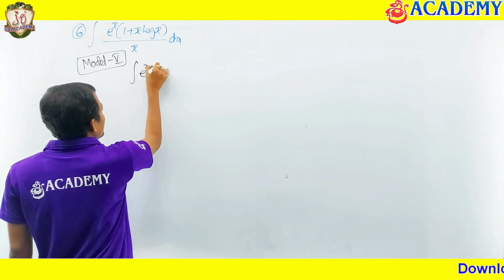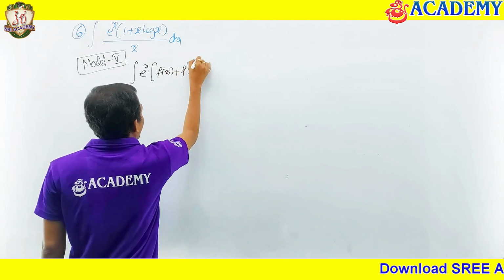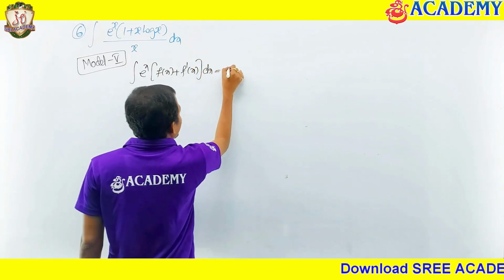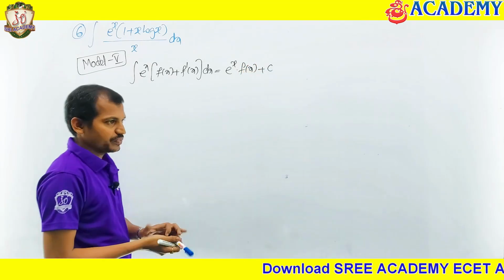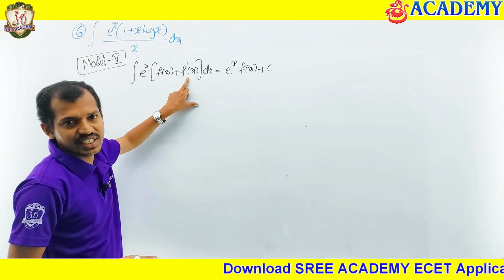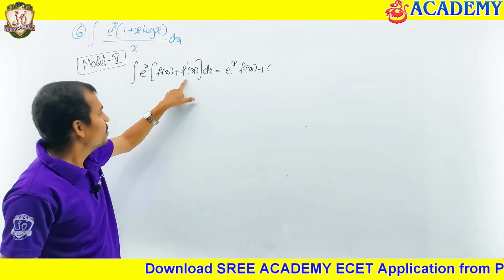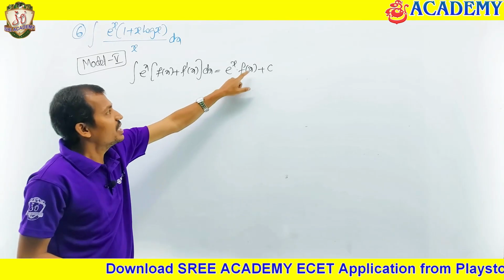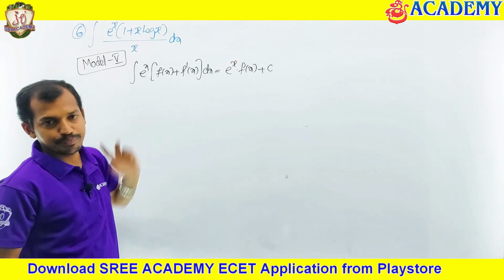e power x into, if f of x plus f dash of x is there, we can write directly e power x into f of x plus c. We'll check whether the function's derivative exists. We have to identify which is the function and which is the derivative. We'll write e power x into that function. Now, indirectly, e power x into f of x derivative is going to be this one.